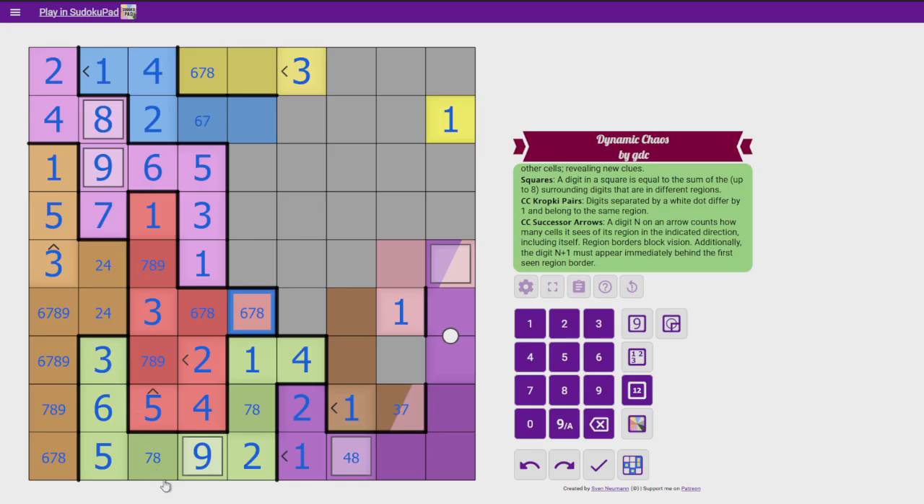One, 2. There's a 3 missing in this row, so it is in one of those 2. There's a 4 missing, it's in one of these 3. There's a 5 missing, which is in one of these 2, so these are actually a 3, 5. That doesn't make sense. 5's already there, my bad. 3.